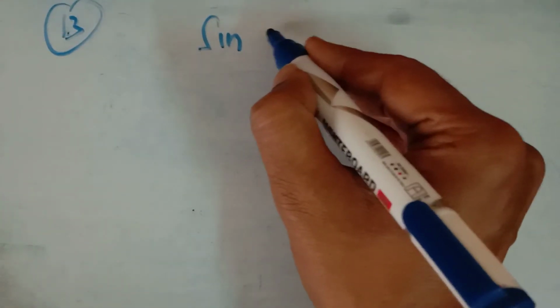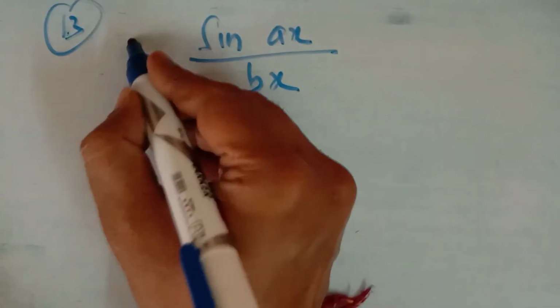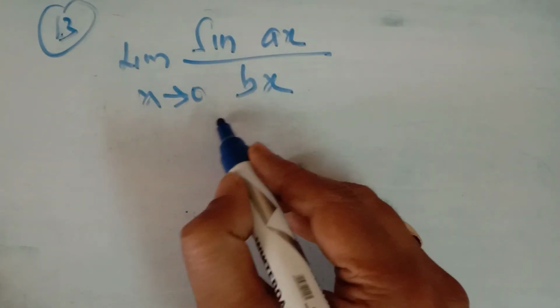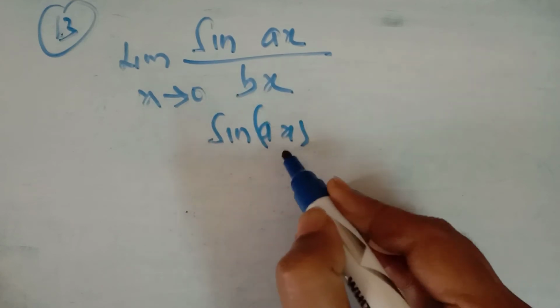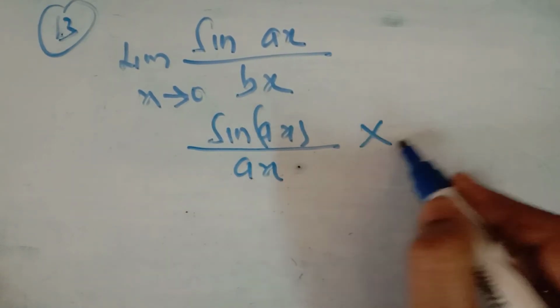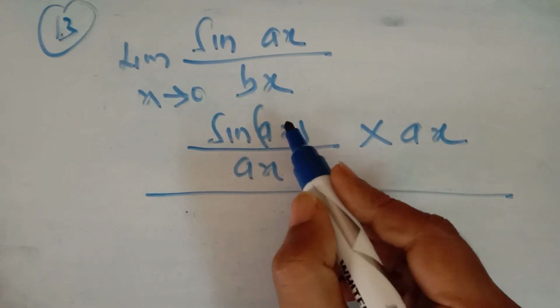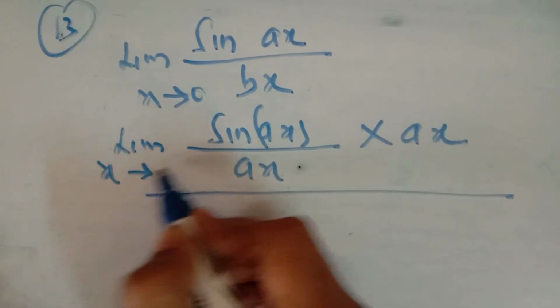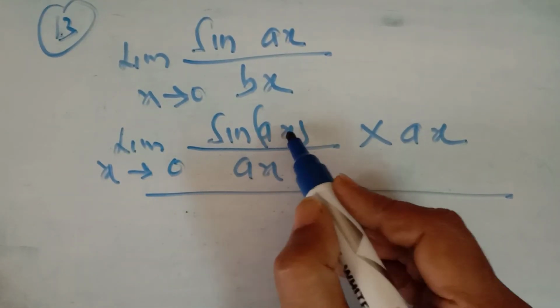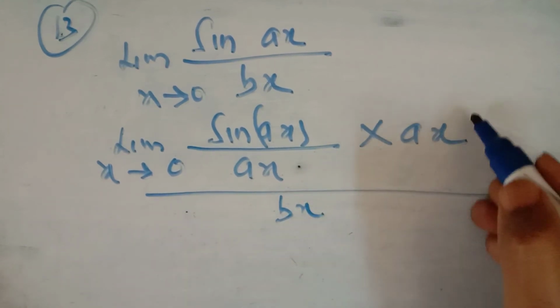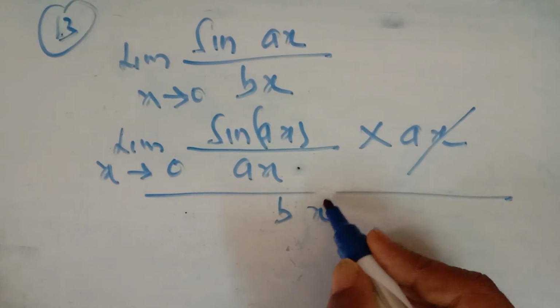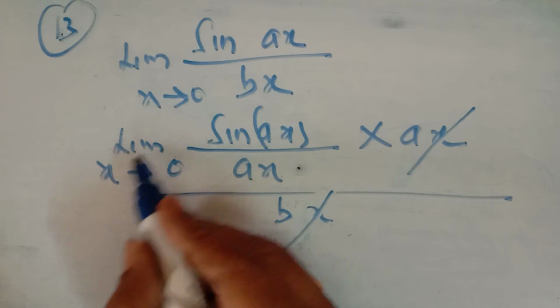Now if you see question number 13, we have limit of sin ax upon bx as x goes to 0. See it very carefully. We have sin ax, so the easiest way is, when the angle of sin is ax, you multiply and divide by ax, so that we obtain the standard limit of sin x upon x as x goes to 0. Here, in place of x we have ax, and in the denominator we have bx. First of all, you cancel out the x in the denominator, because of which you were getting 0 upon 0 form.